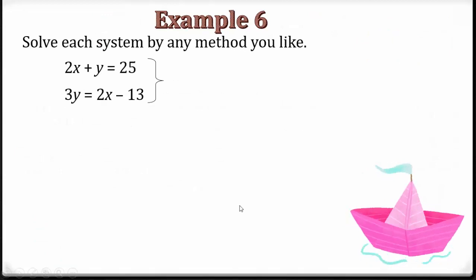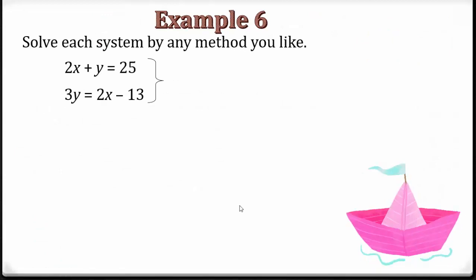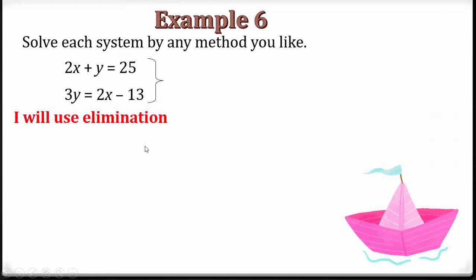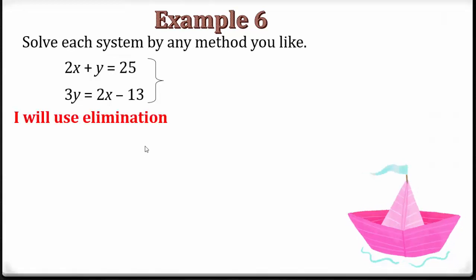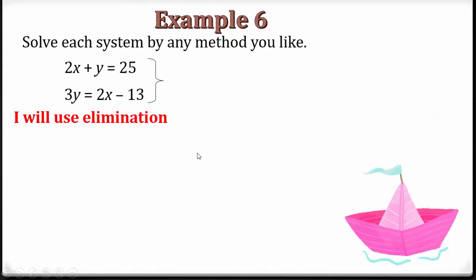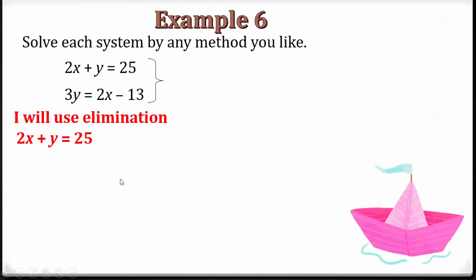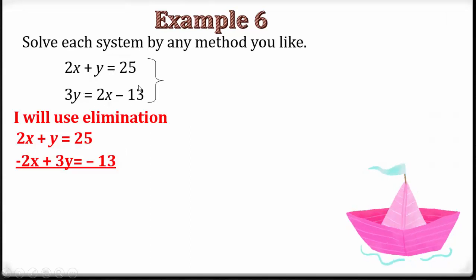Now let's look at a few extra examples and figure out how we want to work these out. And we can use any method we like. So here I'm going to look at this particular set of equations, and it looks like I will use elimination for this one. So what I'm going to do is I keep the first equation the same, and the second equation I'm just going to move things around a little bit so that I end up with negative 2x plus 3y is equal to negative 13.